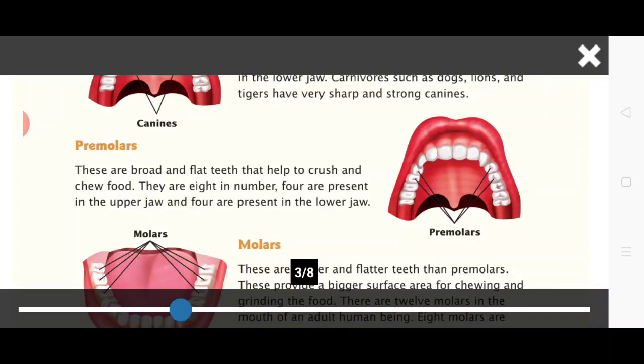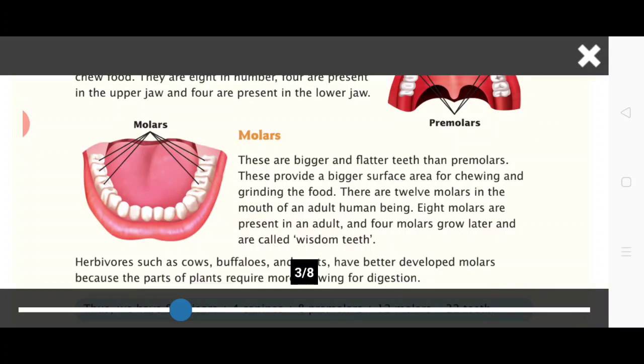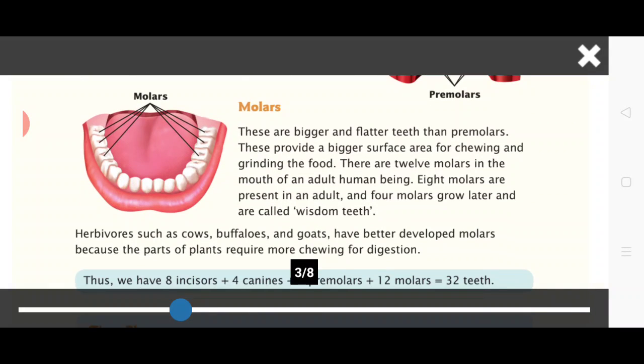Look at the last 3 teeth on both sides of the jaw. On both sides of each jaw, the last 3 teeth are broader than the premolars. These are called molars. Their function is similar to the premolars, but they are used to grind the food further into a fine paste. We have in total 32 teeth, 16 in each jaw.